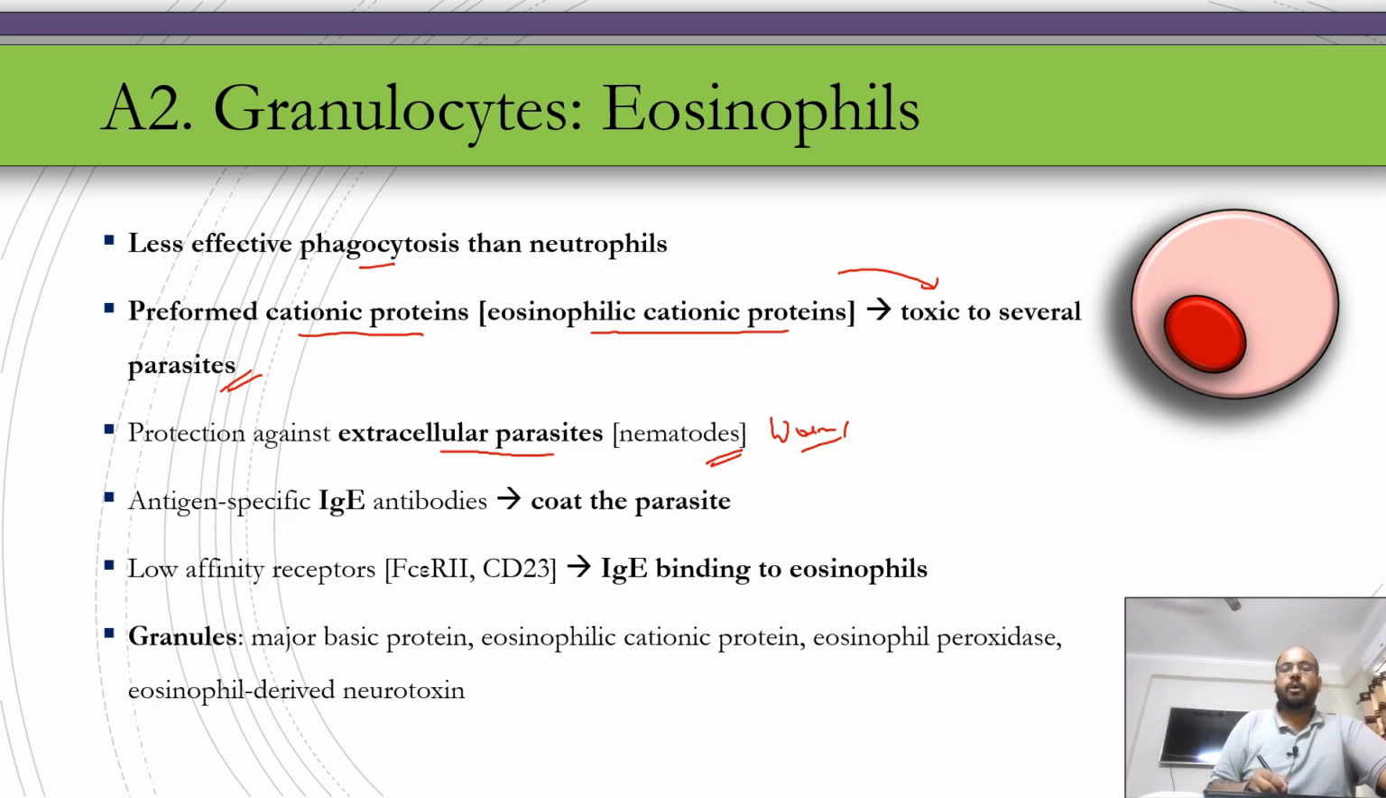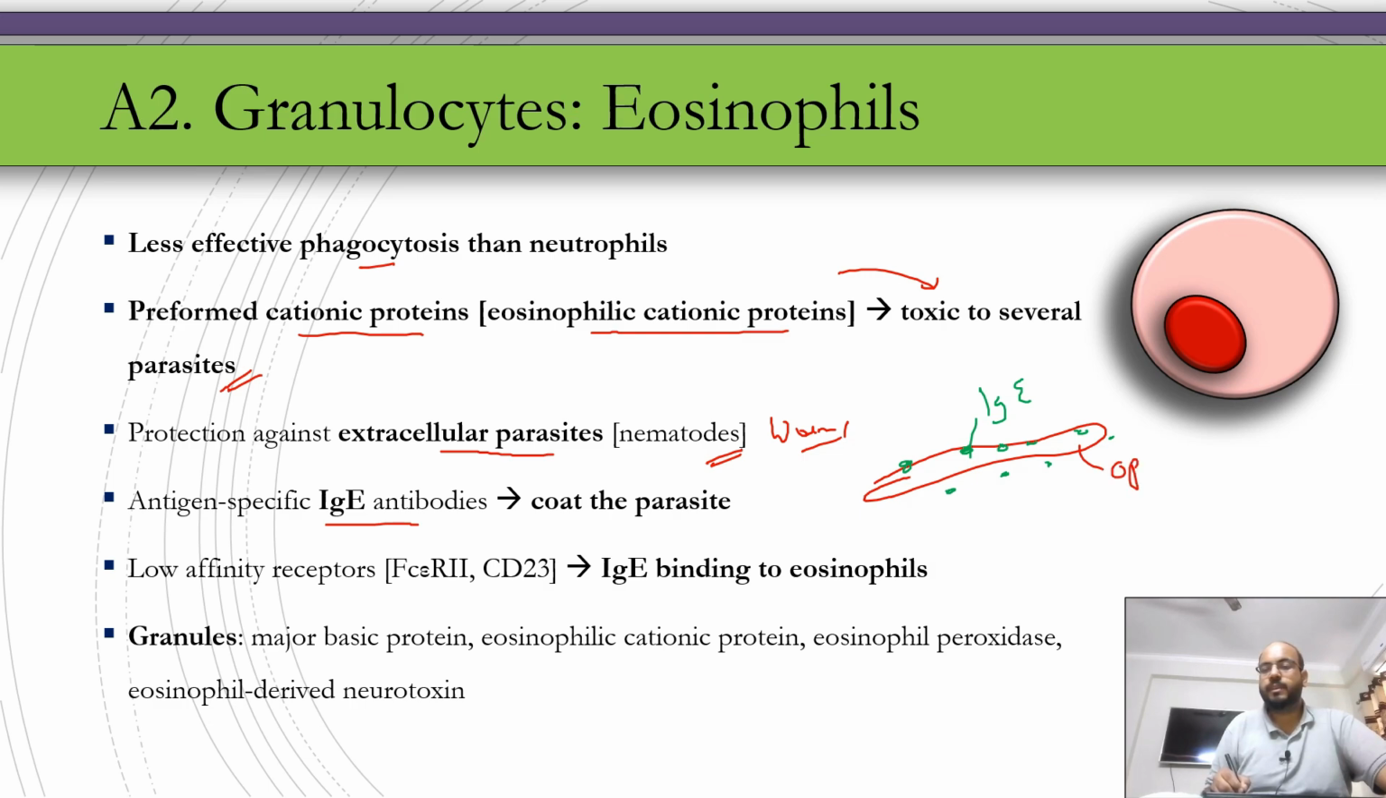Clear? Now what they do is eosinophils release IgE antibodies, and these IgE antibodies, let's say you have a worm, will coat the worm, will cover the worm. By covering it, they make it more tasty for other immune cells. This is known as opsonization. Now the worm is covered by IgE, and if the worm was initially not much antigenic, because it is now covered with IgE, it is more antigenic, and other immune cells can come and, together with eosinophils, destroy that extracellular parasite. Clear?